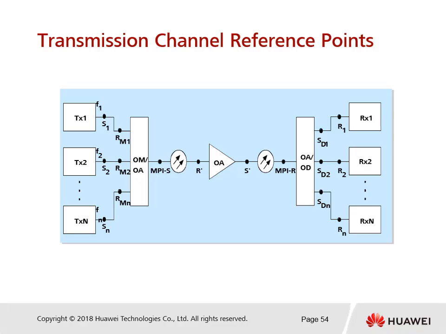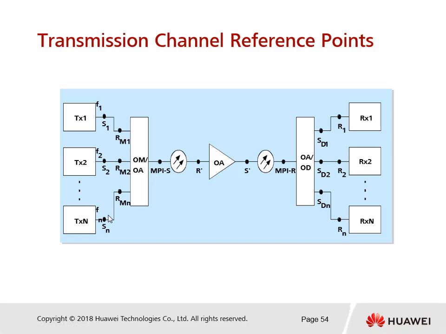G.692 defines all reference points of the WDM optical transmission system, just like those black points in this picture. As you see, it's like this. S1 to Sn are the reference points of channels 1 to N on the optical fiber at the optical output connectors of the transmitters. RM1 to RMn are reference points of channels 1 to N on the optical fiber at the optical input connectors of an OM or OA. MPI-S, MPI means main path interface.